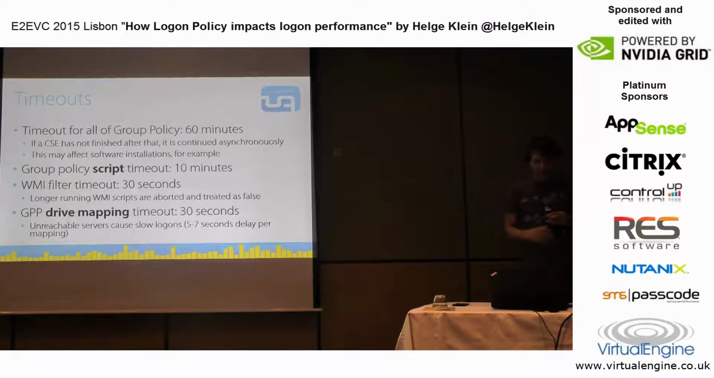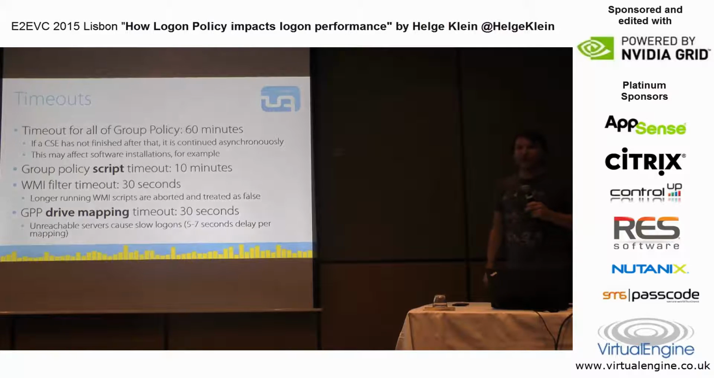Okay, now, with group policy there are various timeouts. First, there's a timeout for all of group policy processing, which is 60 minutes. Now you may think, who is crazy enough to need that? Well, if you are crazy enough to deploy software through group policy, you might need that. First of all, don't do that. But second, if you do, if you have a really badly behaving application installation package, that will be continued asynchronously in the background after 60 minutes. Well, that's certainly to guarantee a great user experience.